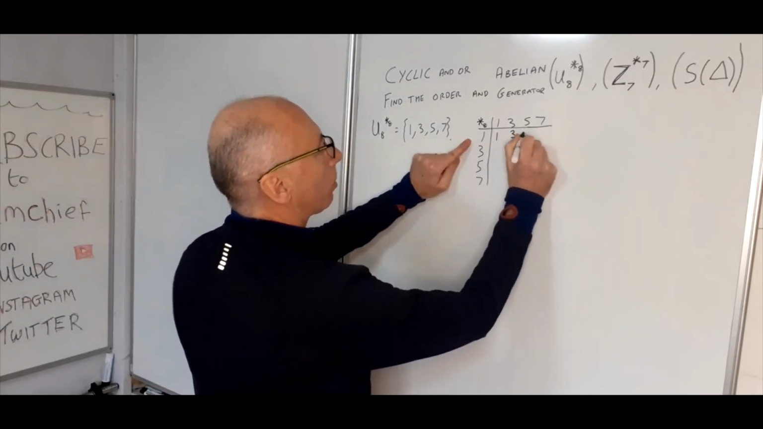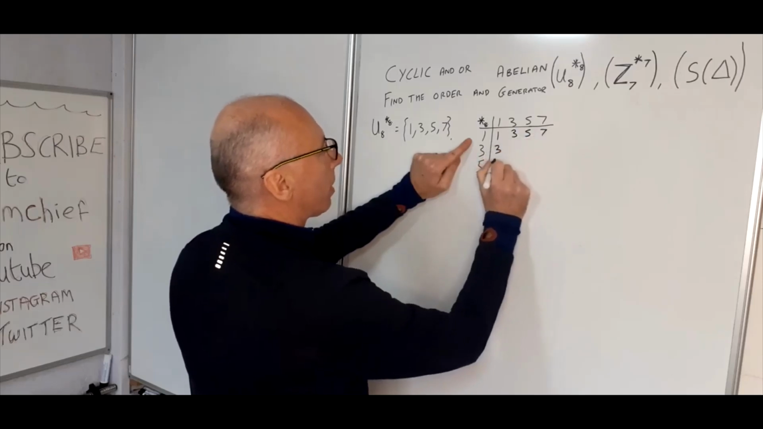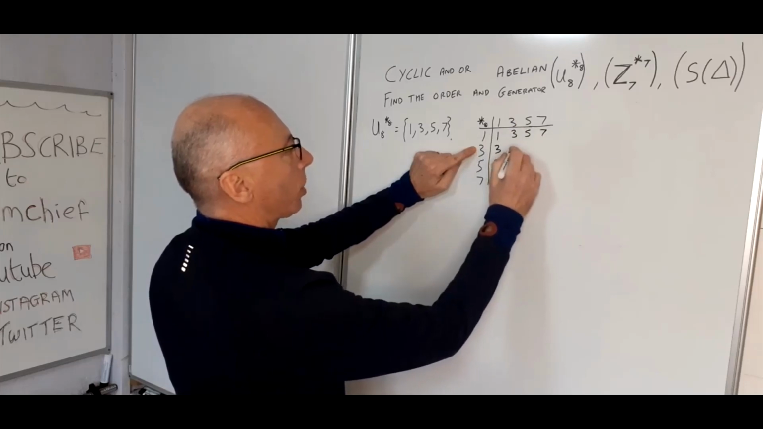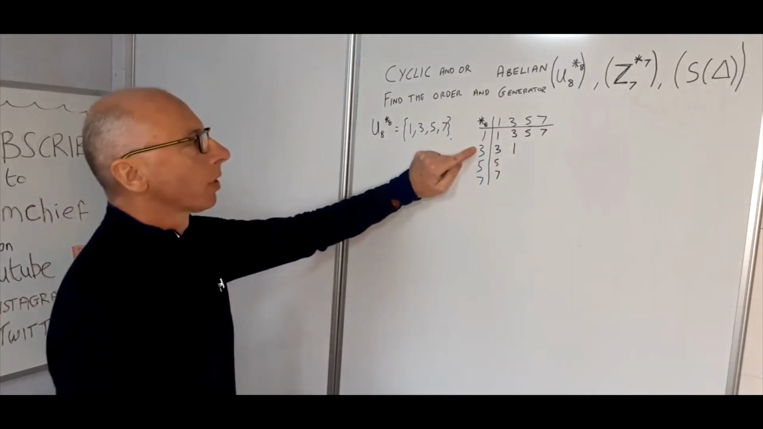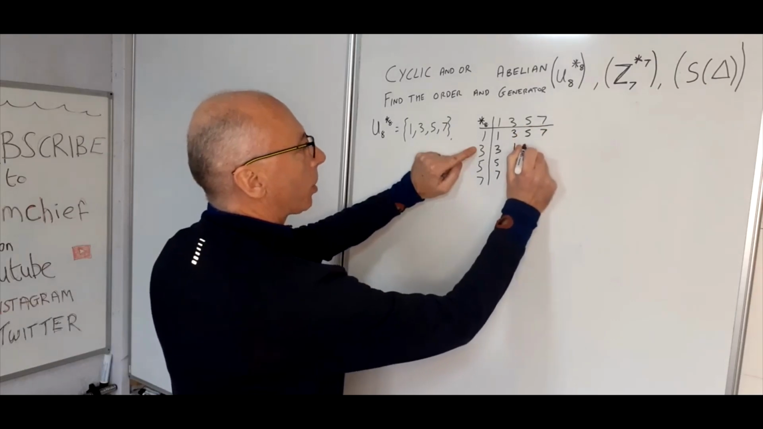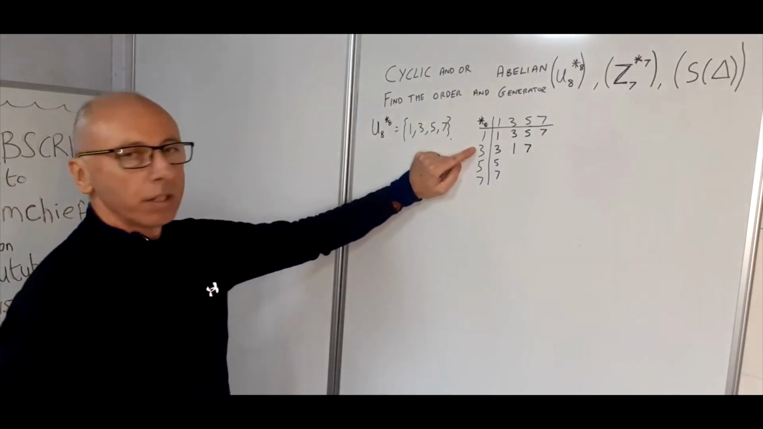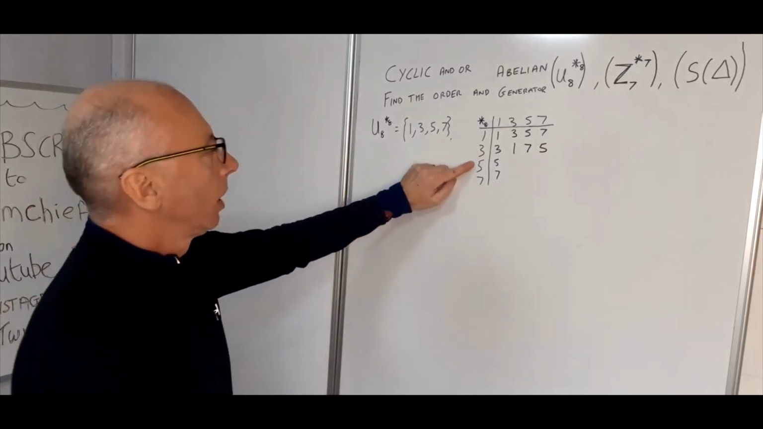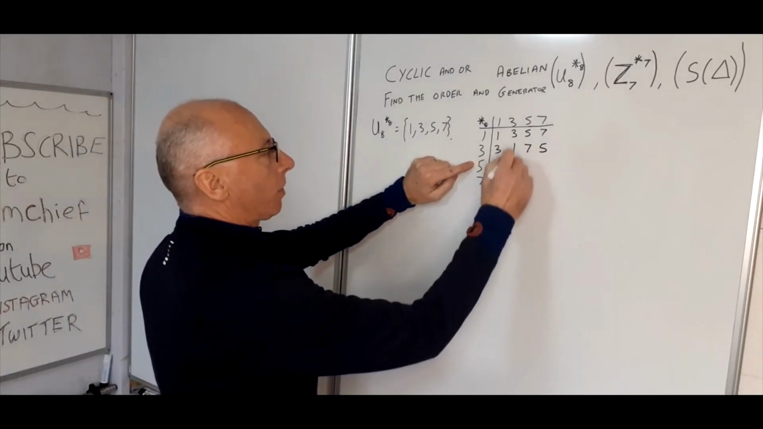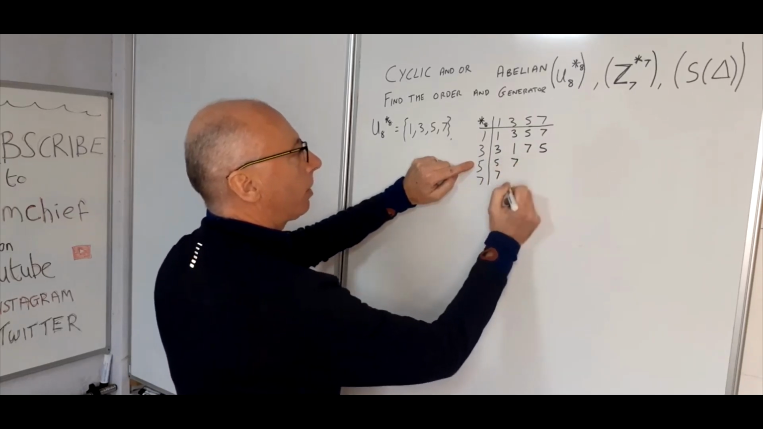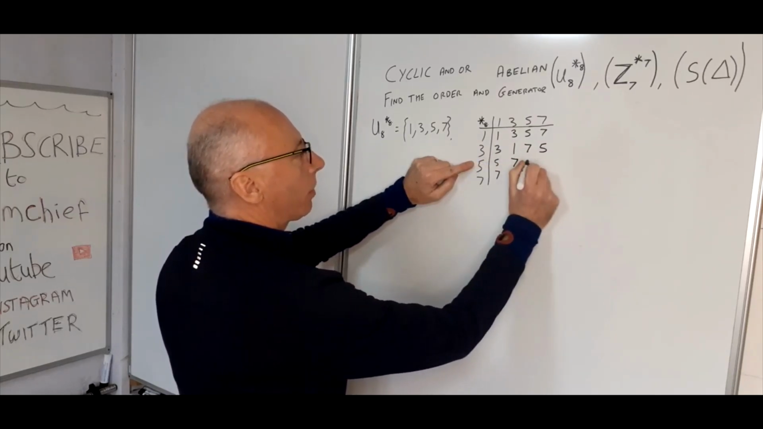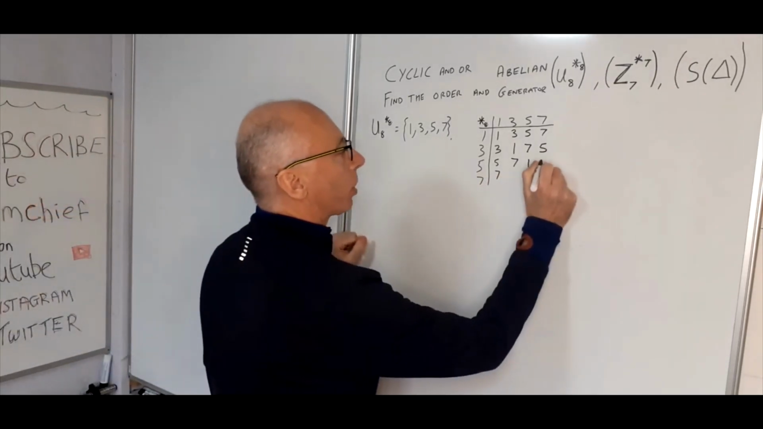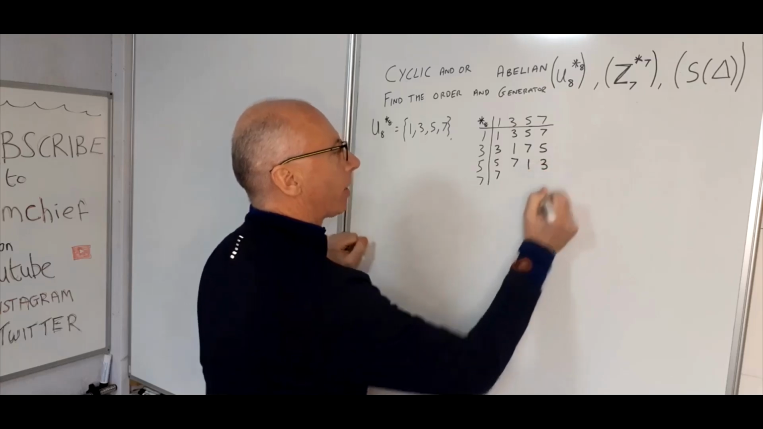So this will be repeated, as is this line here. So 3 3s are 9, modulus 8 gives us 1. 5 3s are 15, modulus 8 will give us 7. 7 3s are 21, modulus 8 gives us 5. Okay, 5 3s are 15, modulus 8 is 7. 5 5s are 25, modulus 8 is 1. And 7 5s are 35, modulus 8 will give us 3.